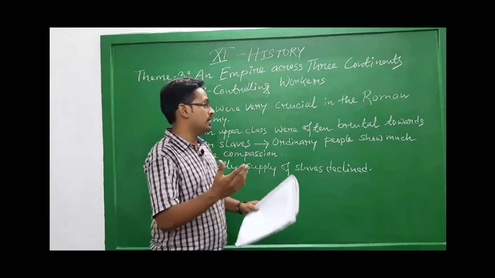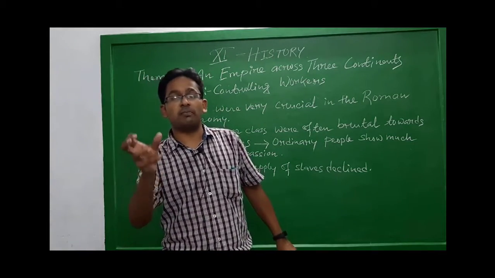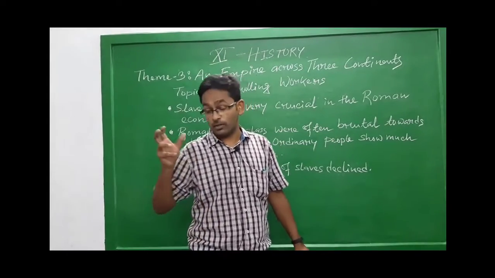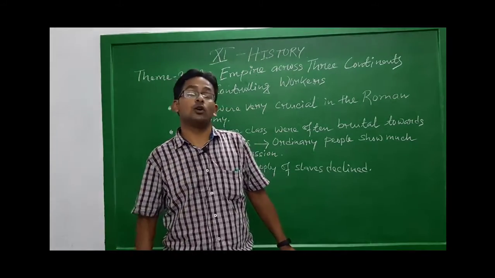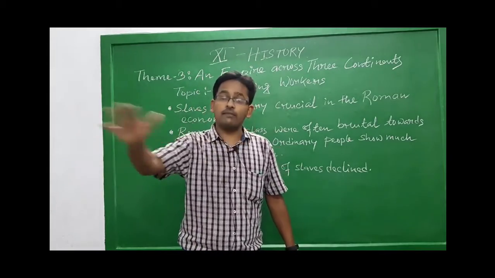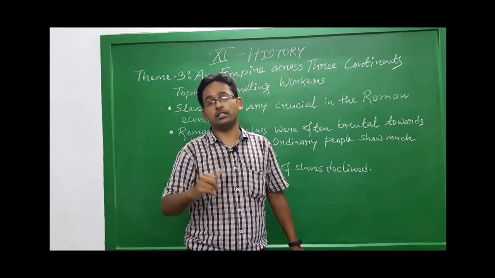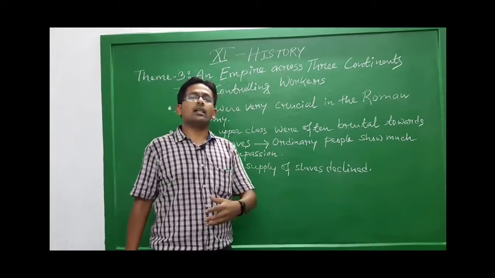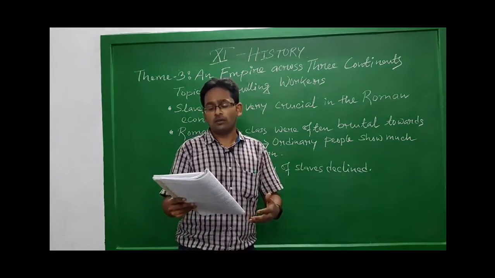You can understand the condition of slaves in the Roman Empire from this: a city prefect called Lucius Pedanius Secundus was murdered by one of his slaves. So the Roman Senate declared that all the slaves would be executed because of the murder of the city prefect. So you can understand the condition of the slaves in the Roman Empire. Basically there were lots of slave revolts in the Roman Empire because the condition of the slaves was not very good.